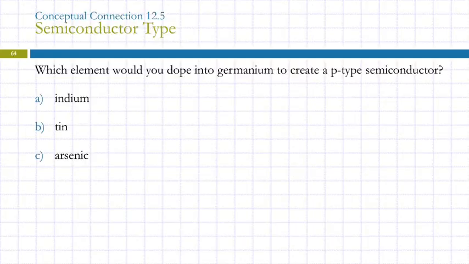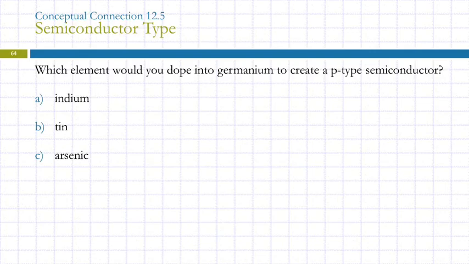Okay, so we should be able to answer a question like this. Which element would you dope into germanium to create a p-type semiconductor? So the P in p-type stands for which word? Positive. So this is a positive thing moving. Electrons are negative, right? So we have electrons and we have holes. Electrons are negative, the holes are positive. So a p-type semiconductor, we need to make holes in the valence band. Do we do that by adding more electrons or fewer electrons?